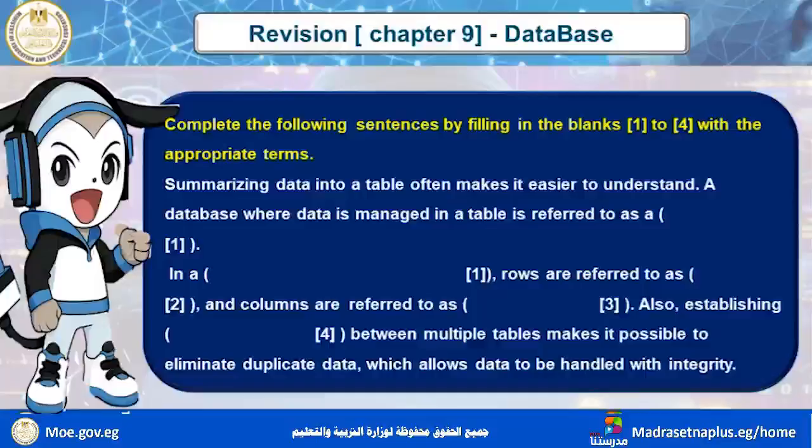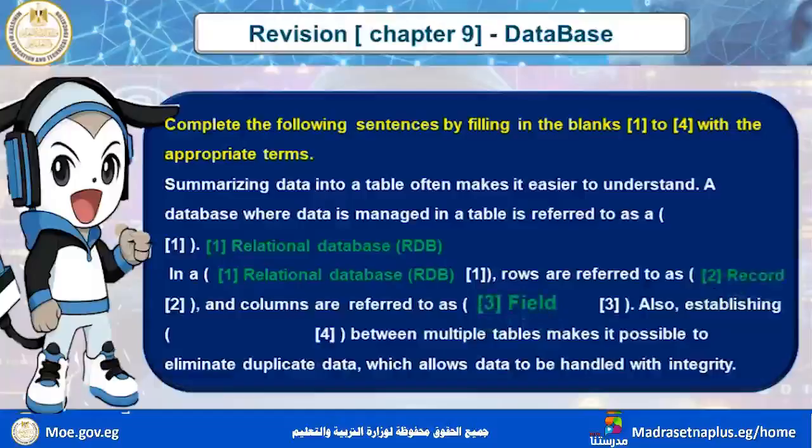Read the question carefully. Summarizing data into a table often makes it easier to understand. A database where data is managed in a table is referred to as a relational database. And in a relational database, rows are referred to as records and columns are referred to as fields, and also establishing relationships between multiple tables makes it possible to eliminate duplication of data, which allows data to be handled with integrity.